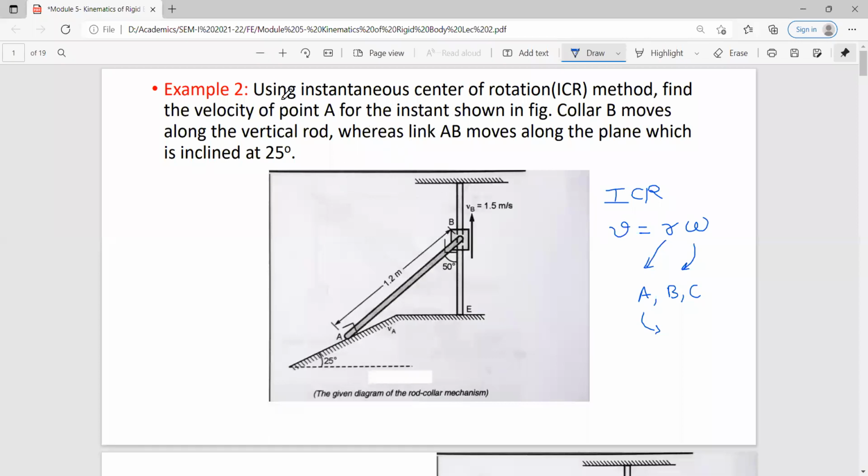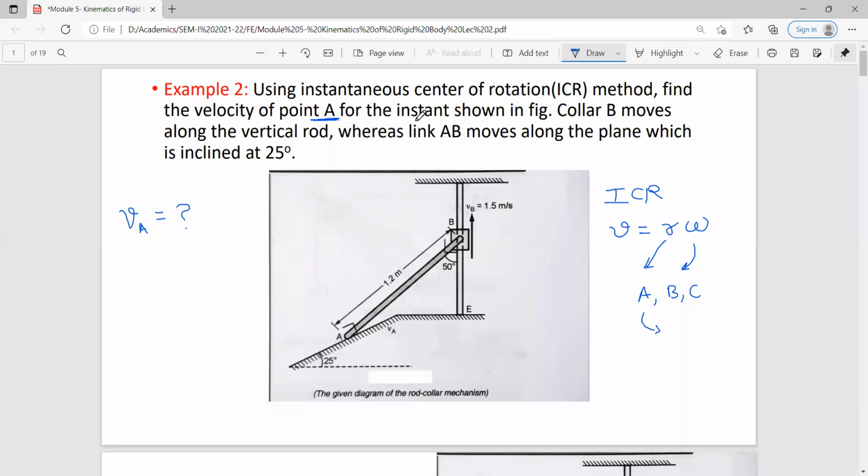What it says, using the instantaneous center of rotation method, find the velocity of point A. Velocity of point A means we have to find out VA. This velocity I have to find out. You see point A is here, where the rod is touching the ground here.